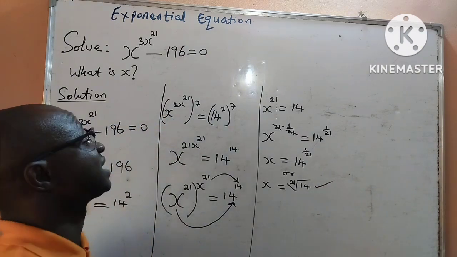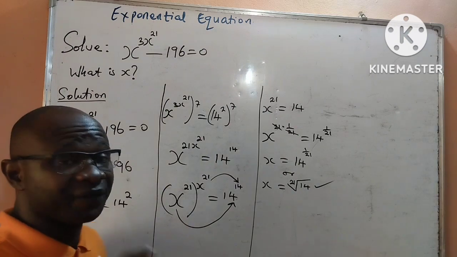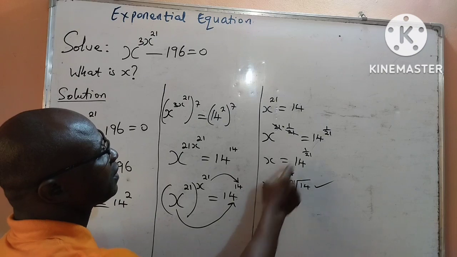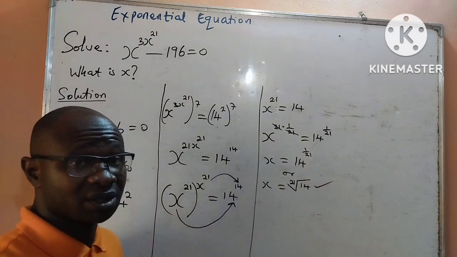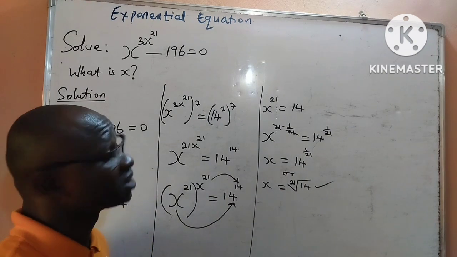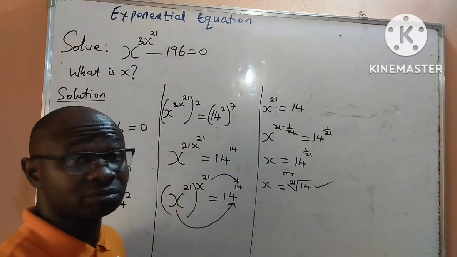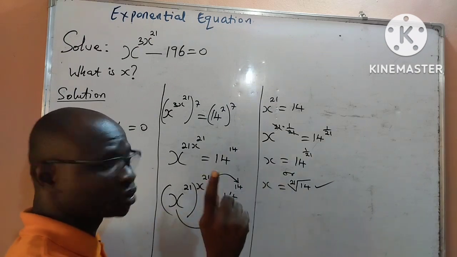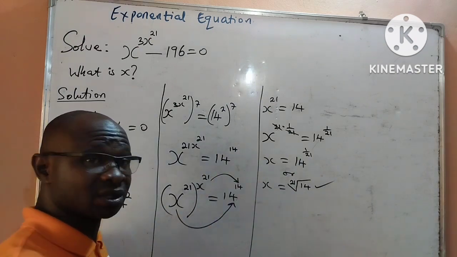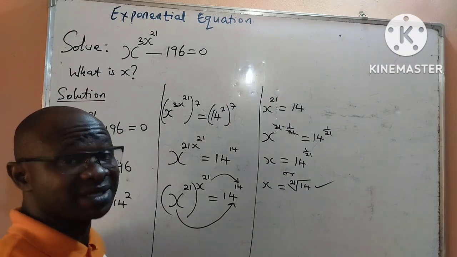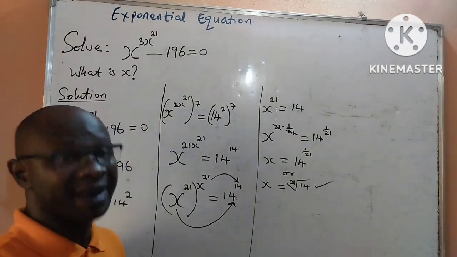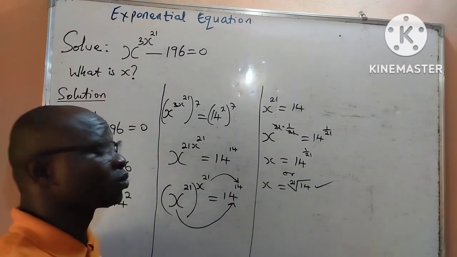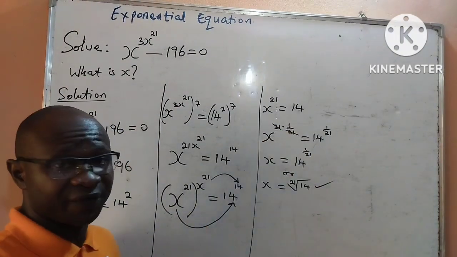What this implies is that we have one real value of x, which is 14 raised to the power 1 over 21. In the actual sense, it is going to have about 21 roots. So apart from this one real root, which is the 21st root of 14, every other root, that is about 20 roots, will be imaginary roots. So our interest is on the real root. That is what we will conclude and make use of.